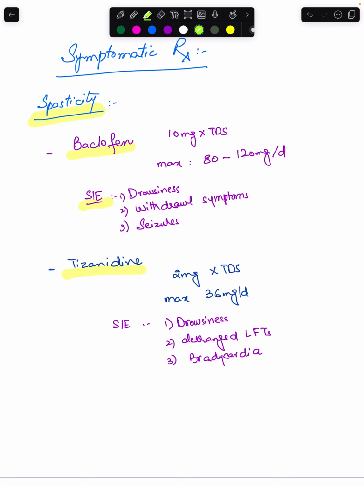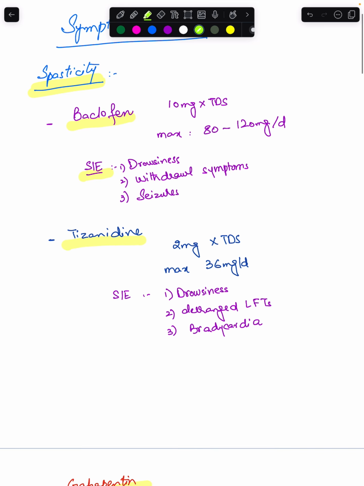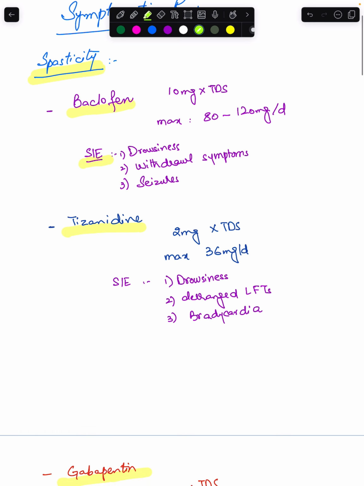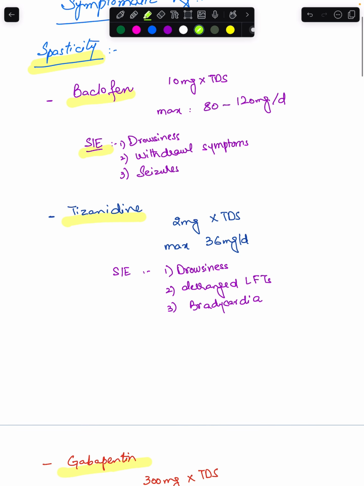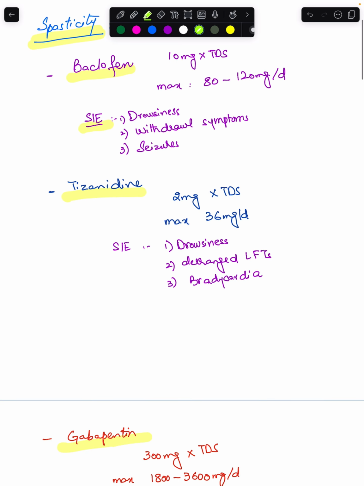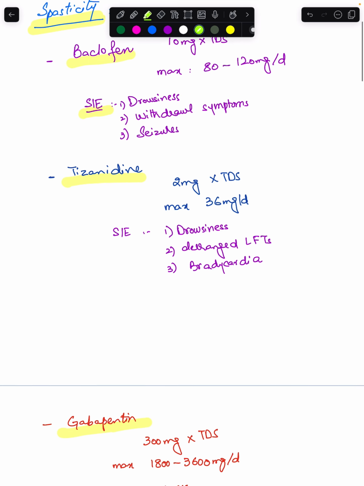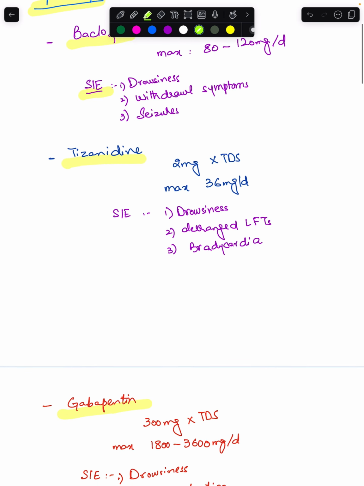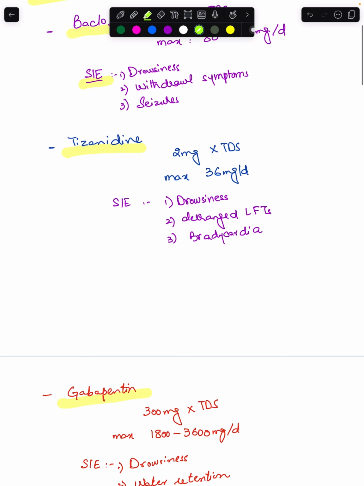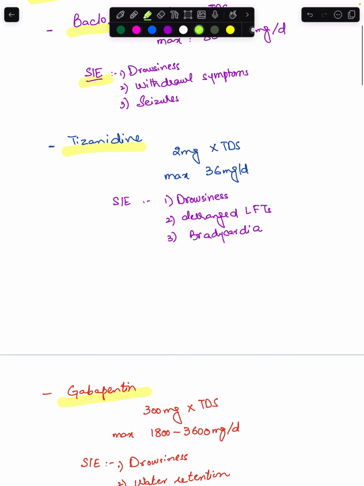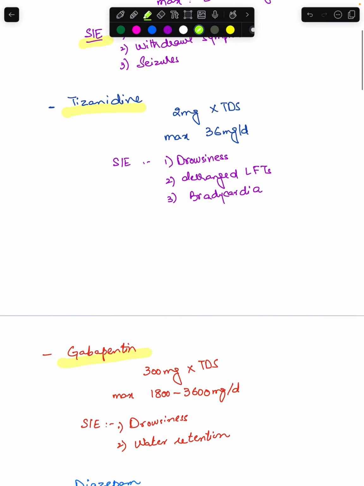For example, the patient has spasticity. So we can give baclofen, that is 10 milligram 3 times a day, and the maximum dose is 80 to 120 milligram per day. The side effects can be drowsiness, withdrawal symptoms, and seizures. The other option is tizanidine. We give it in the dose of 2 milligram TDS, and the maximum dose is 36 milligram per day. The side effect can be drowsiness, deranged liver function test, and bradycardia.